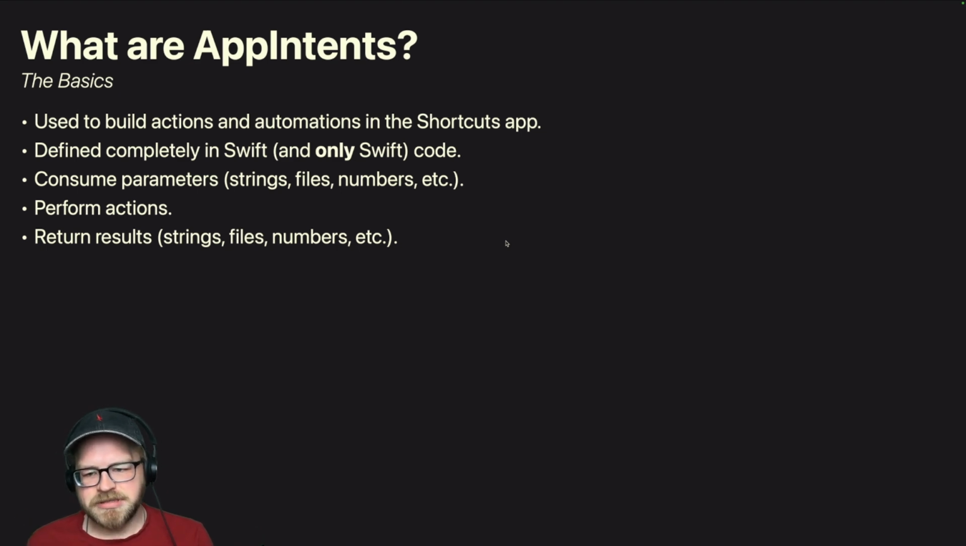They take in parameters, and those parameters can be strings, files, numbers, all kinds of very specific things. You can limit what they take in. So you can say, I want files, but only image files, that kind of thing. And these are the parameters to your actions. Then it performs an action and returns some result. The same types can be returned as results. You can return text, a new file, numbers, etc.